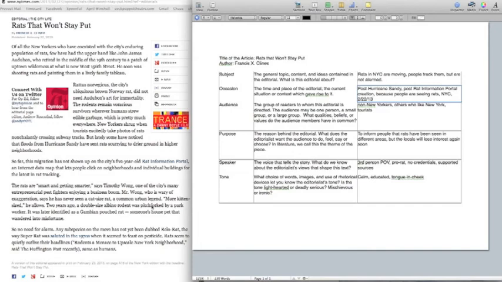And since we've talked about the movement, check out that headline, rats won't stay put. I'm going to go off a clue that that's kind of part of our purpose. To inform people that rats have been seen in different areas, but the locals don't really care.